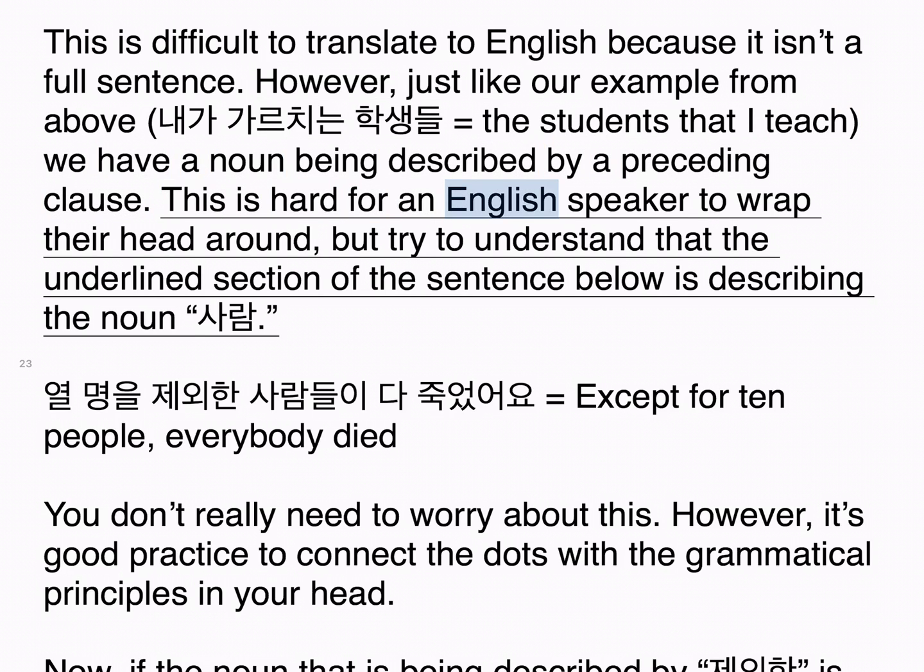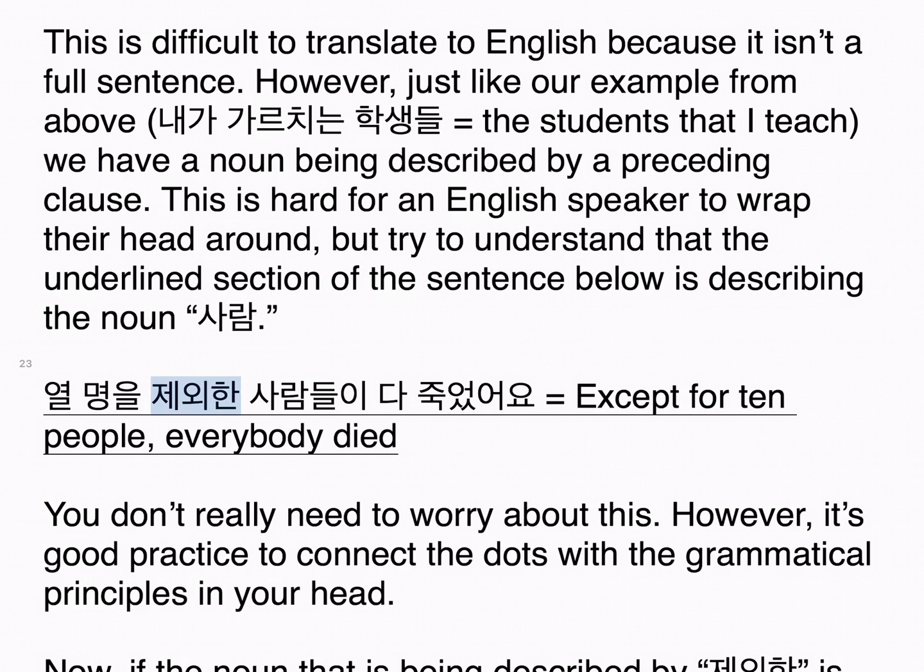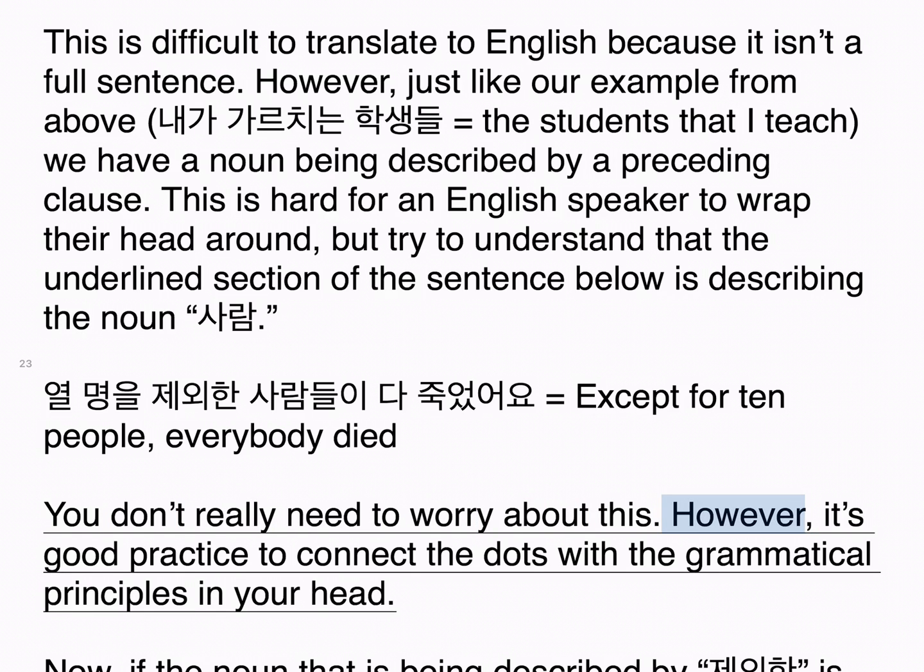This is hard for an English speaker to wrap their head around, but try to understand that the underlined section of the sentence below is describing the noun 사람. 10명을 제외한 사람들이 다 죽었어요. Except for 10 people, everybody died. You don't really need to worry about this. However, it's good practice to connect the dots with the grammatical principles in your head.